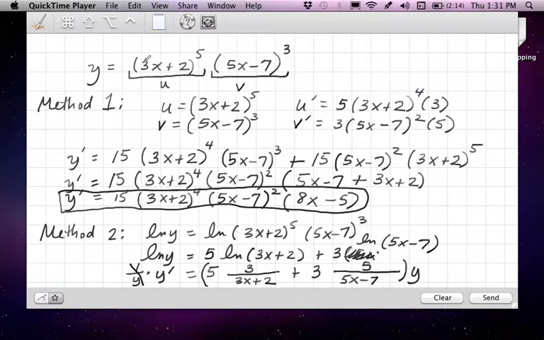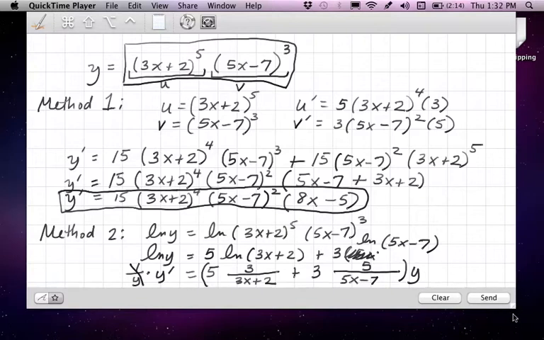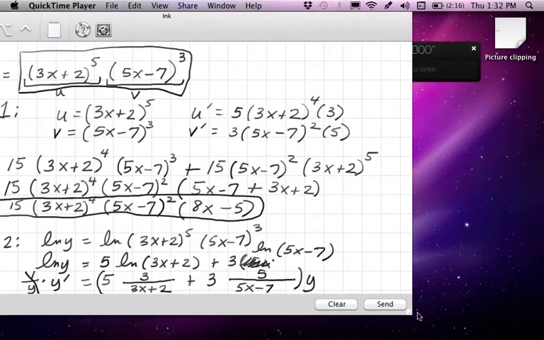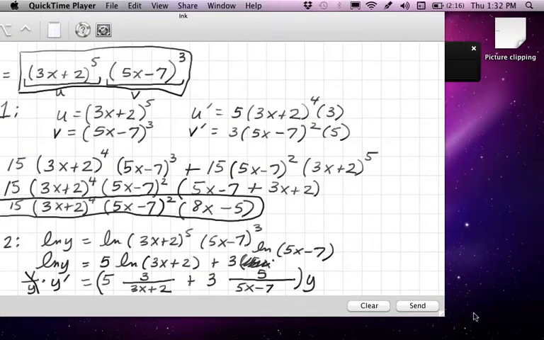And then remembering that y is equal to (3x plus 2) to the fifth times (5x minus 7) to the third, I can replace this for y. And then distribute out. Let's see if I can do this without screwing myself up. Let's see if I can give myself a little bit of extra room here. There we go, maybe a little bit more.